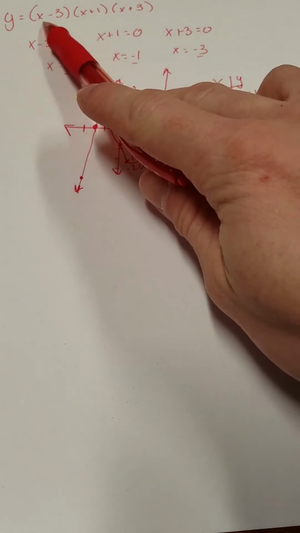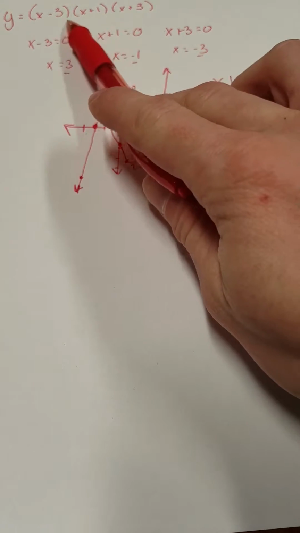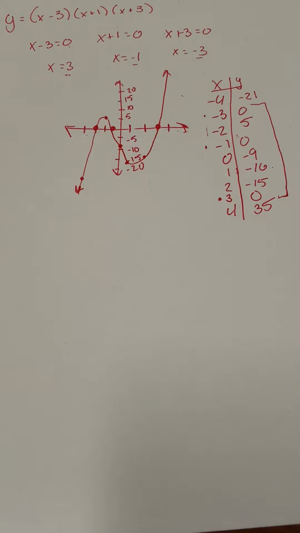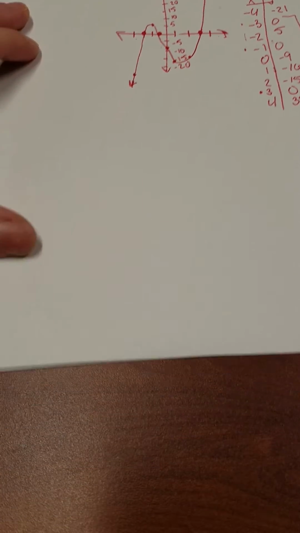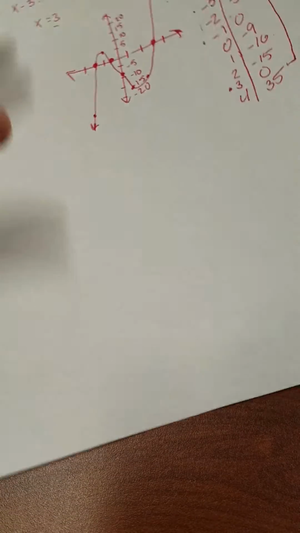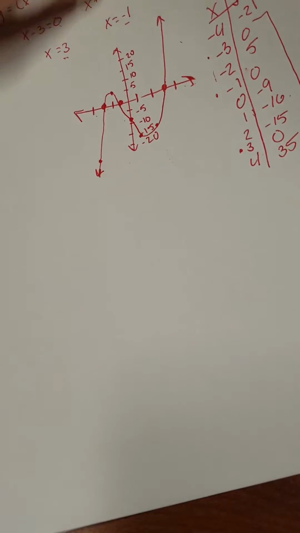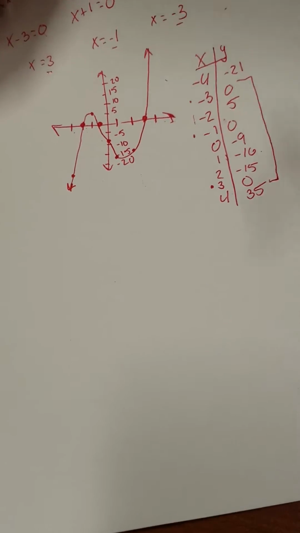The end behavior is down, up. Well, the leading coefficient is positive, and 3 positives make a positive. So the end behavior should be down, up. All right? So that's how we sketch a graph. I'm going to give you another example now. It's going to look a little bit different.